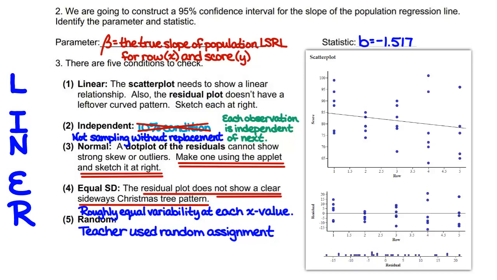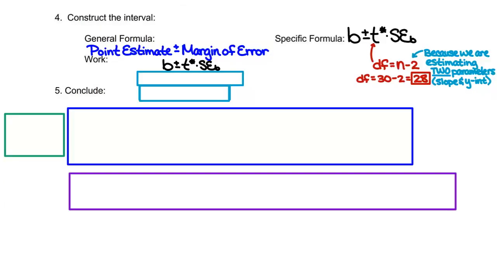You don't need that bottom plot. Is anybody comfortable sharing their confidence interval? We got negative 4.241, if you took it out further than that, that's okay, to 1.207. Your T star should have been 2.048.